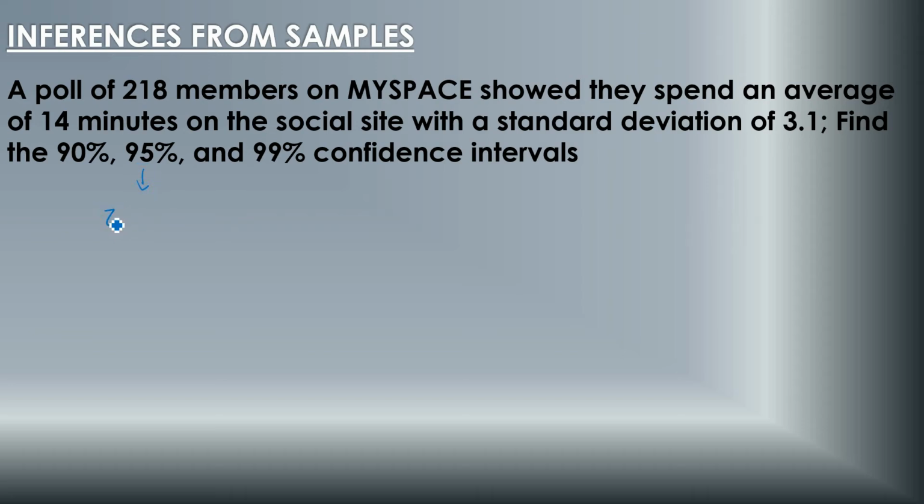So first thing I'm going to do, I'm just going to go ahead and get the z-score. The z-score is going to be the inverse norm of, now let's think about this. If I have 95% in here, then what do I have out here? Well, 2.5 and 2.5 on each side. So I'm going to inverse norm 0.025. So I'll go ahead and do that.